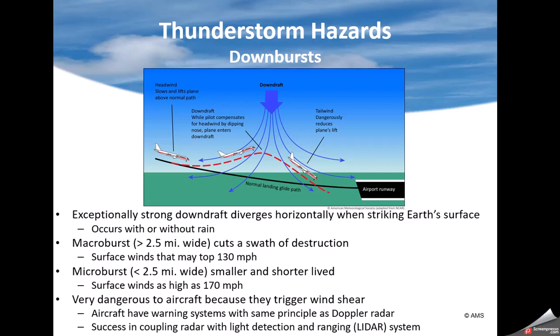Sometimes not a big deal, maybe 10, 20 mile an hour wind. Sometimes a very big deal. Wind gusts can exceed 170 miles an hour in some of these downdrafts. If you're an airplane, think about it. You're coming into the downdraft. If you're coming one direction, you're going to have a very strong headwind, helps you fly better, right? But once you go to the other side of the downdraft, you have a very strong tailwind.